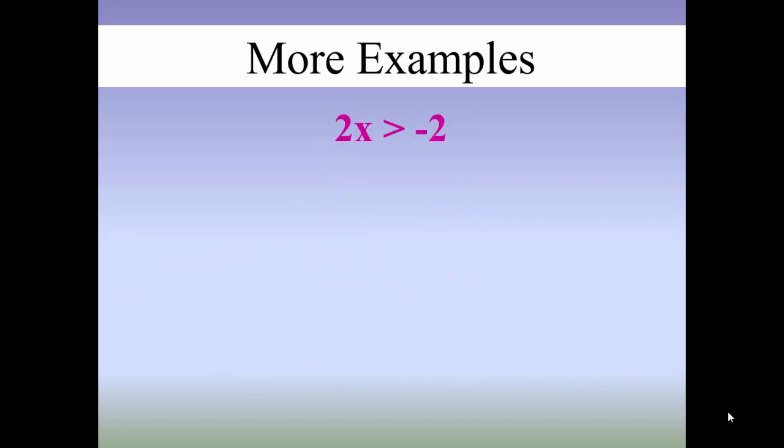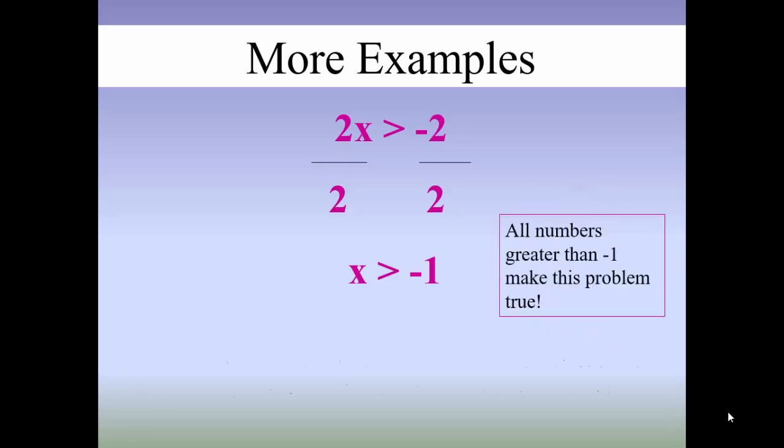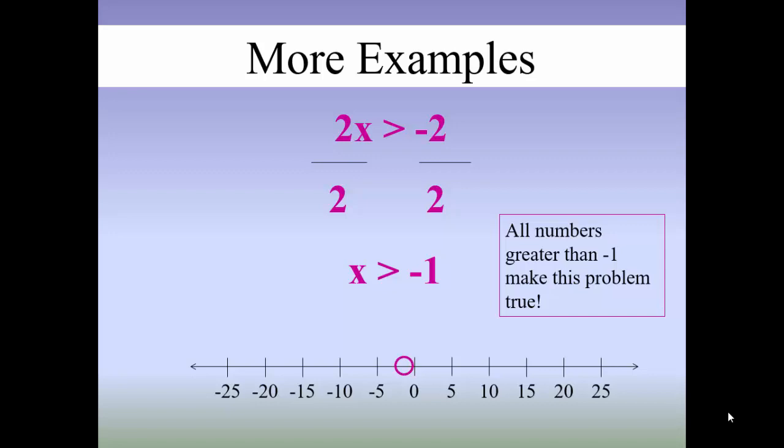Here we have 2x is greater than negative 2. It is not directly obvious what is happening to our variable, but luckily for us we have had lots of practice and we know if there is not a sign, it is multiplication. So to undo that, we will divide by 2, resulting in x is greater than negative 1. All numbers greater than negative 1 will make this problem true. On our number line, we have an open circle because negative 1 is not an answer to this inequality.